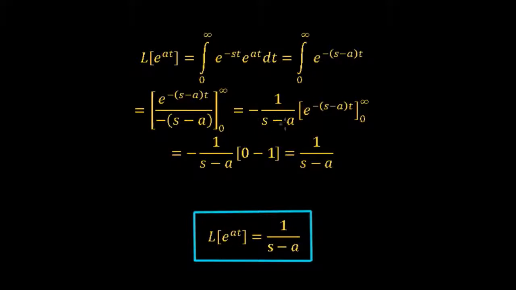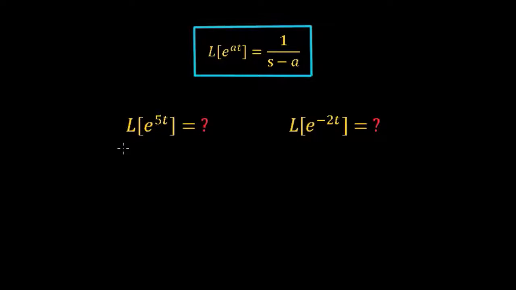So we've got minus 1 upon s minus a, times e to the minus (s minus a)t, all from 0 to infinity. And again, as t tends to infinity, this e to the minus (s minus a)t is going to tend towards 0, and e to the 0 is going to equal a value of 1. So again, we're just going to get 0 minus 1. So the minus will cancel with the minus, and we'll get 1 upon s minus a. So the Laplace transform of e to the at is equal to 1 upon s minus a.